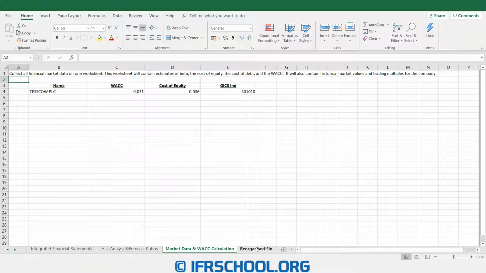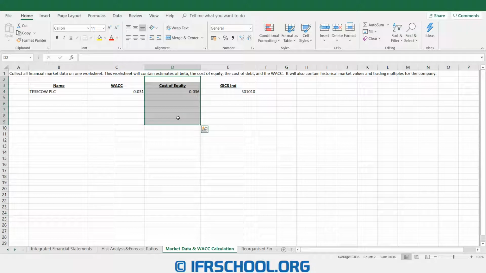The next worksheet, the Market Data and WACC Calculation tab, is where we should collect all of the market data that we need for the company. This worksheet will also contain our calculation of the company's weighted average cost of capital, its WACC. This will comprise a calculation of the company's cost of equity, perhaps using the capital asset pricing model, and also a calculation of the company's cost of debt. We then amalgamate these two components in a calculation of the company's WACC. These calculations are beyond the scope of this presentation, so I've simply pulled the WACC and the cost of equity for the past financial year for Tesscow from a financial database.